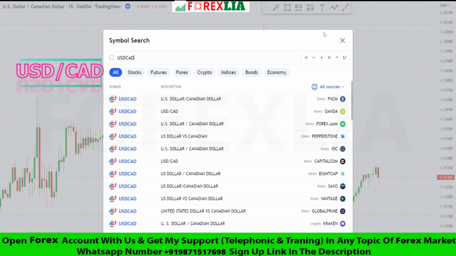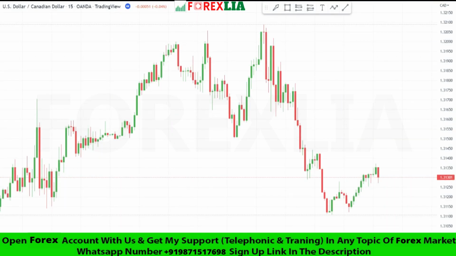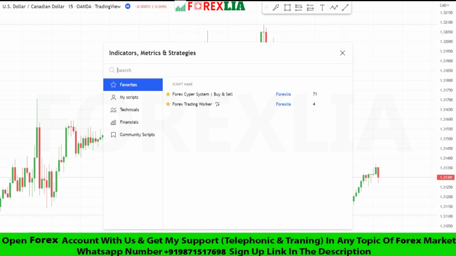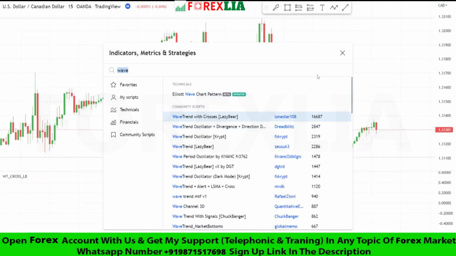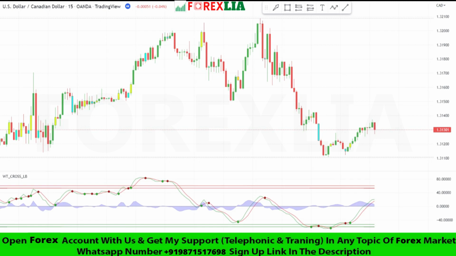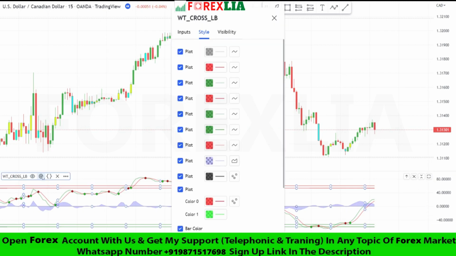First we open USD CAD in the 15 minute time frame. For this strategy we need the Wave Trend Cross indicator, with some changed settings.